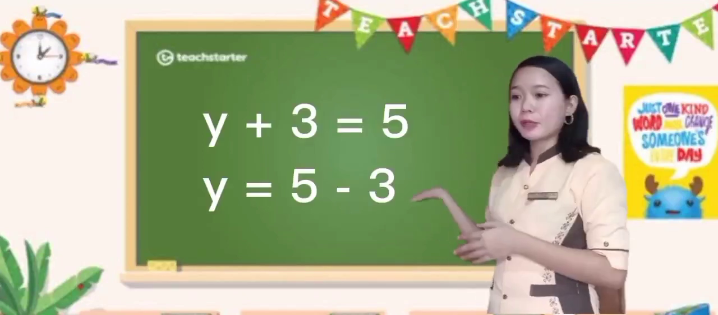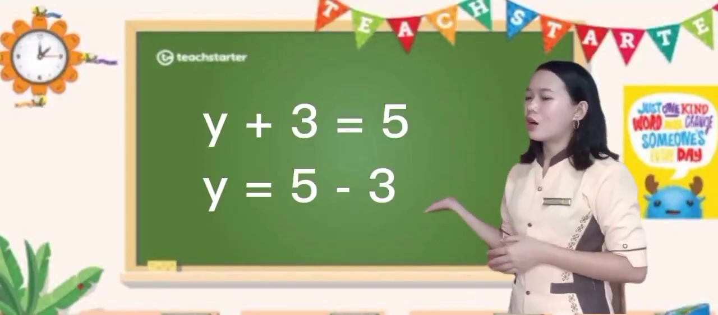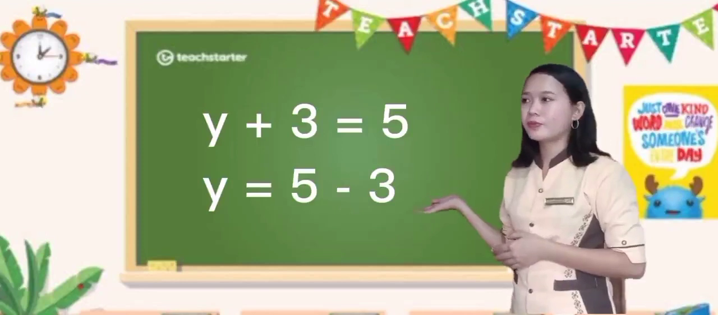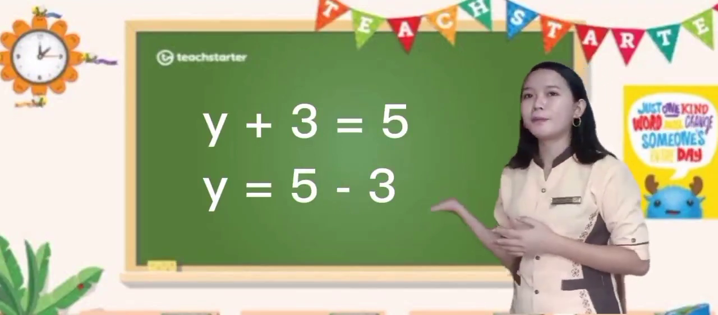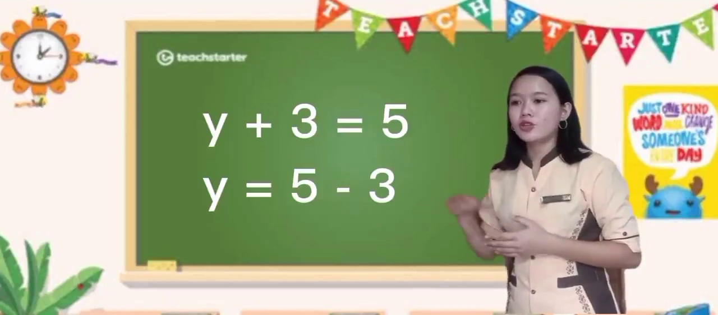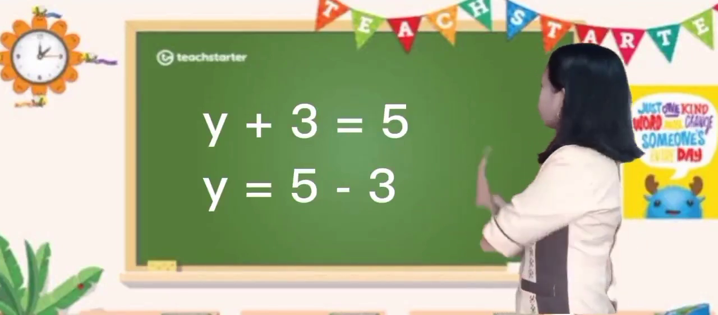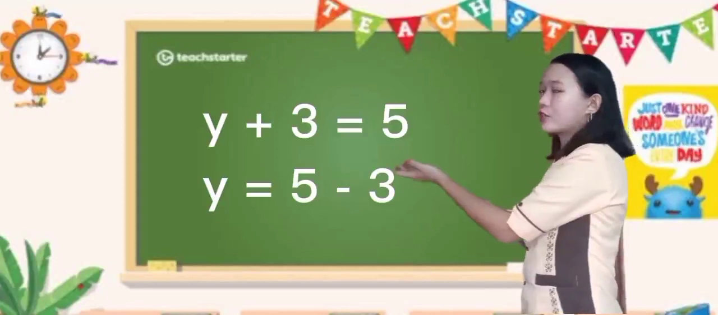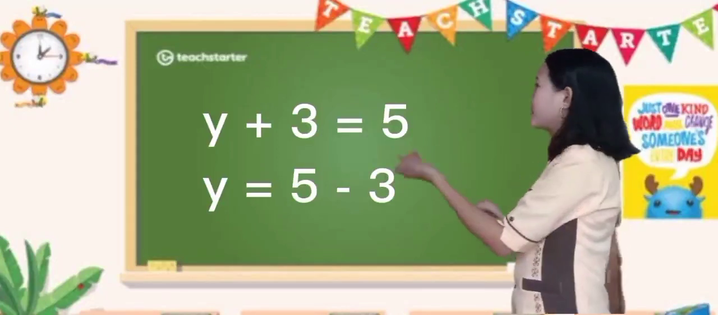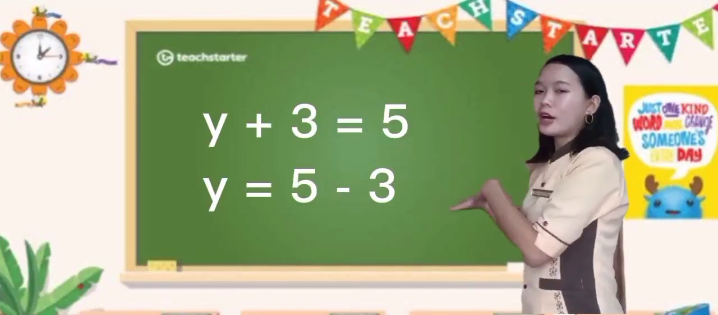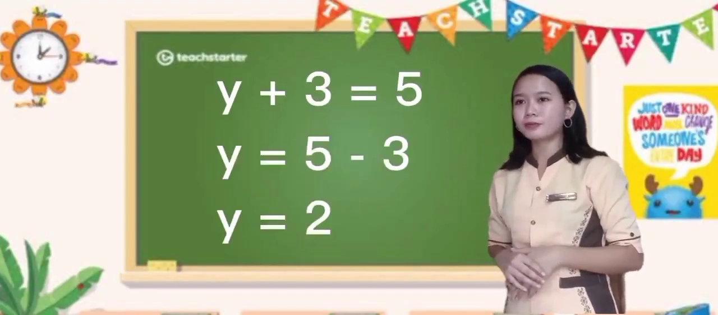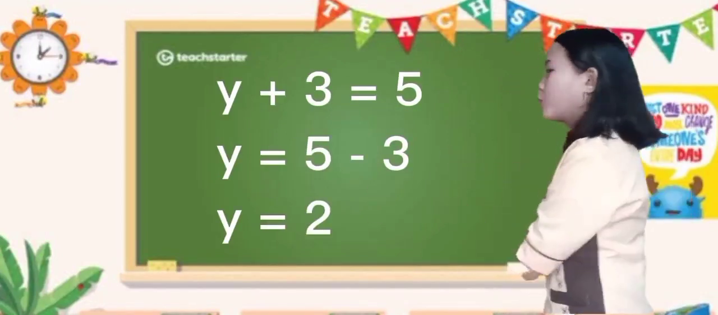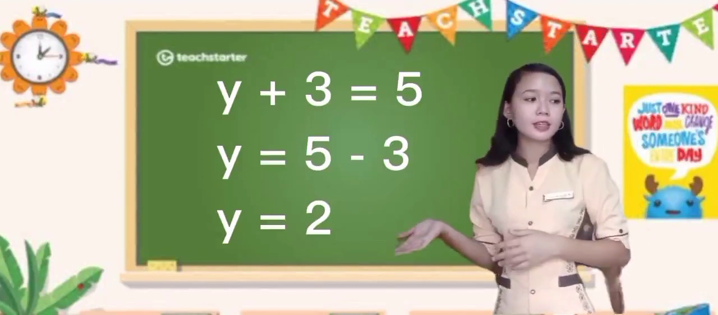So here are the examples. Example number 1. Can you please read? Y plus 3 equals 5. Okay, y plus 3 is equal to 5. Next, we transfer 3 to the other side, so the sign becomes negative. So it will become y equals 5 minus 3. What is 5 minus 3? 2. Very good. So we know that y is 2.